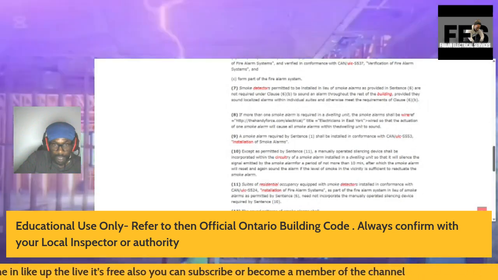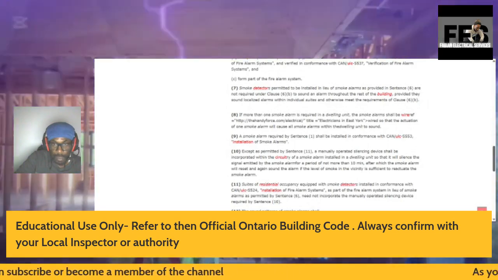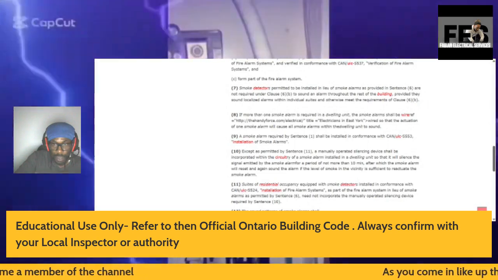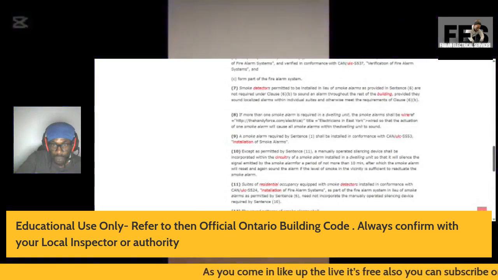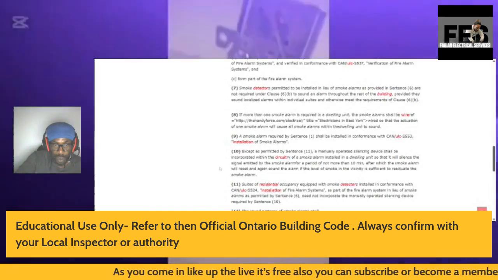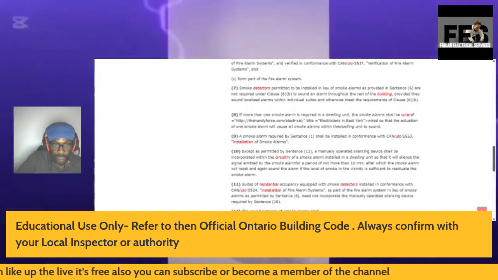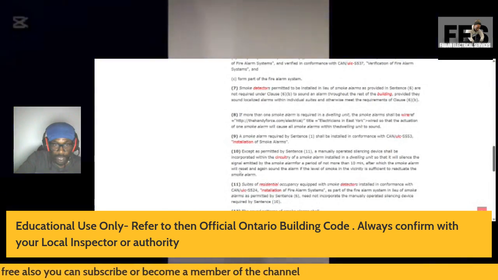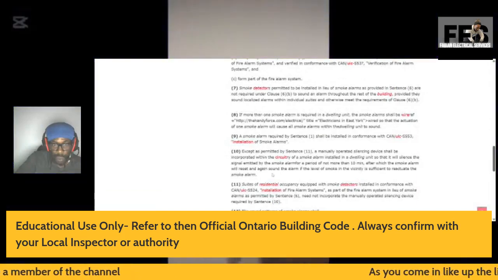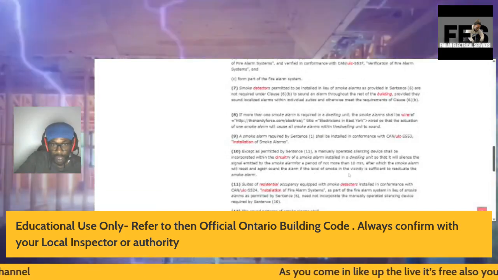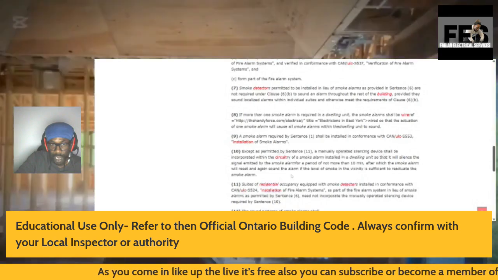Except as permitted by sentence 11, a manually operated device, that's a pull station. A manually operated silencing device shall be incorporated within the circuit of a smoke alarm installed in a dwelling unit so that it will silence the signal emitted by the smoke alarm for a period of not more than 10 minutes, after which the smoke alarm will reset and again sound the alarm if the level of smoke in the vicinity is sufficient to reactivate the smoke alarm.